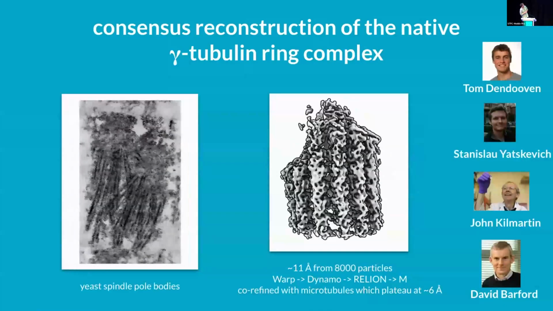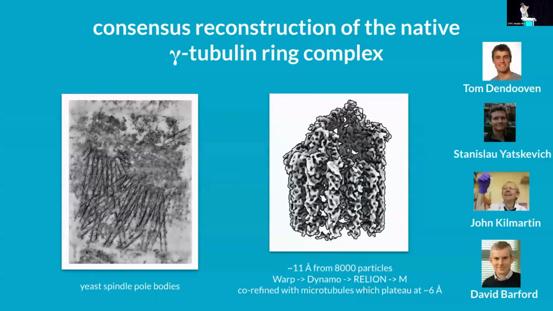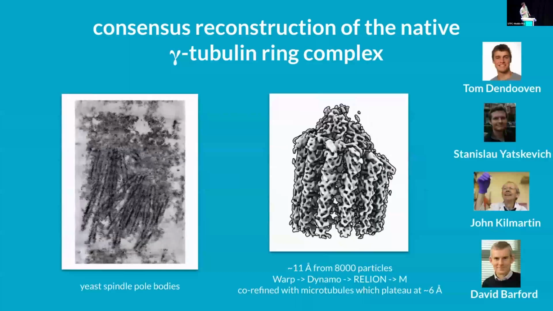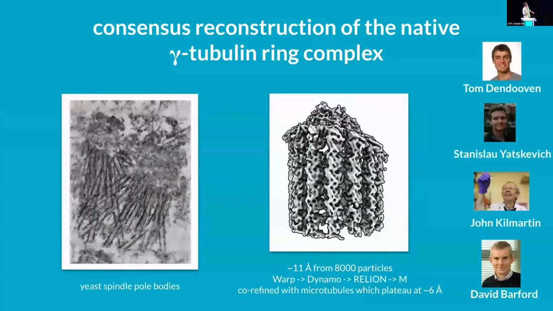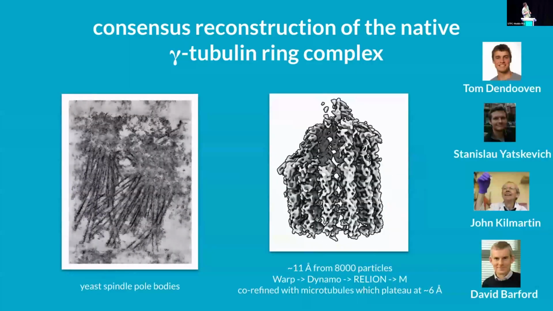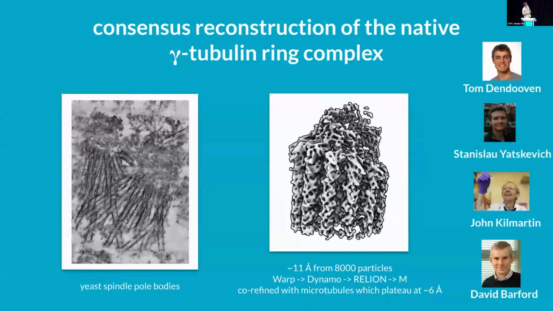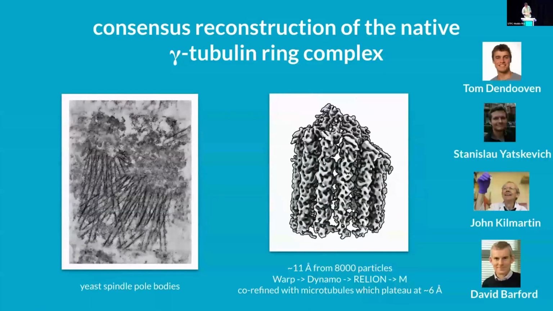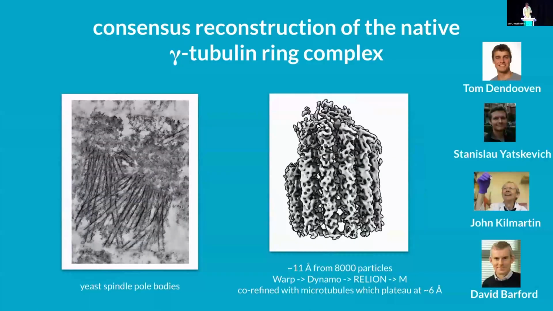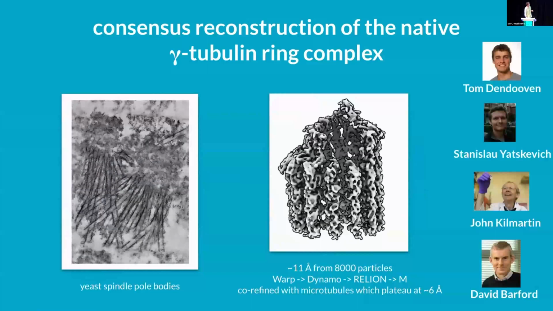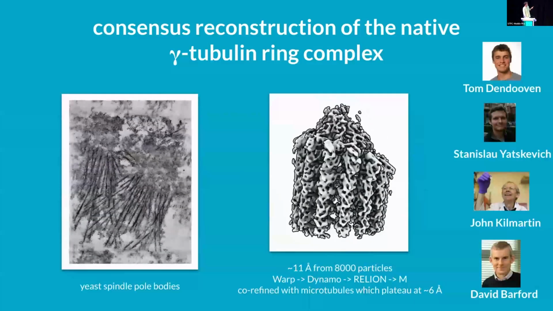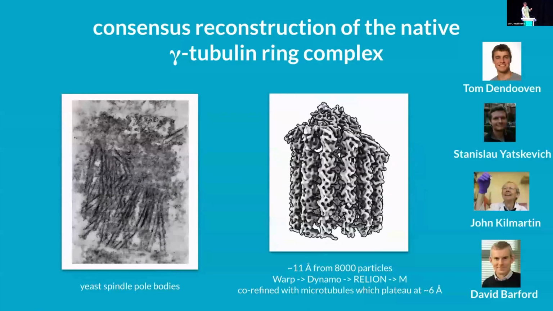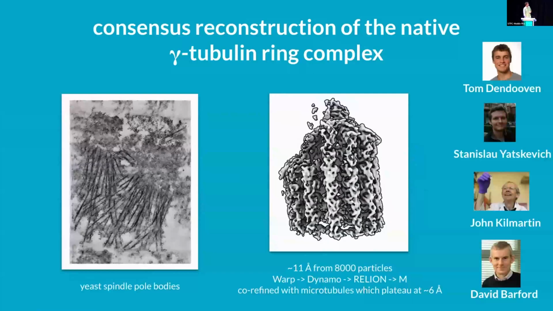So when I was at the LMB, I was really lucky to get to work with amazing scientists on this really cool project, looking at the gamma tubulin ring complex on the end of the spindle here in these yeast spindle pole bodies. And they were stuck using the workflow that I'd established during my PhD at about 11 angstroms, despite refining with microtubules as well, that were going all the way to 6.